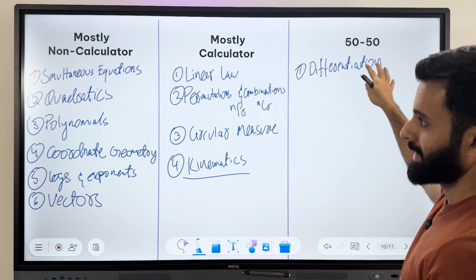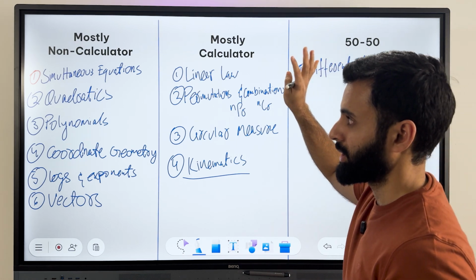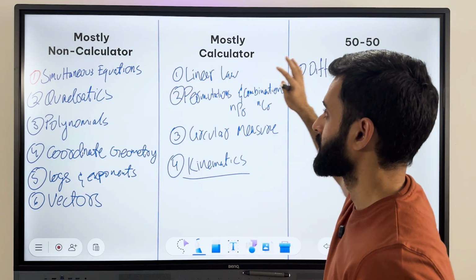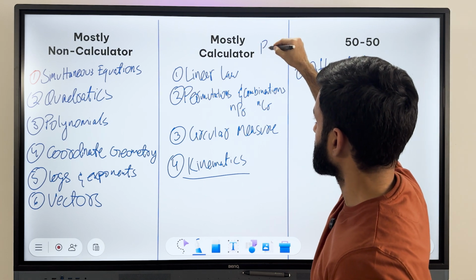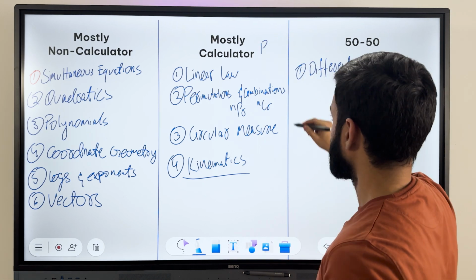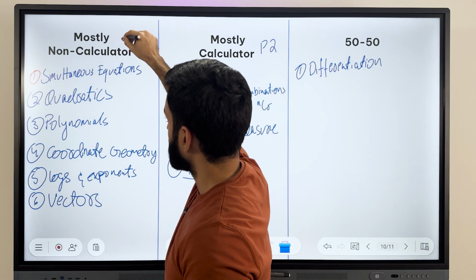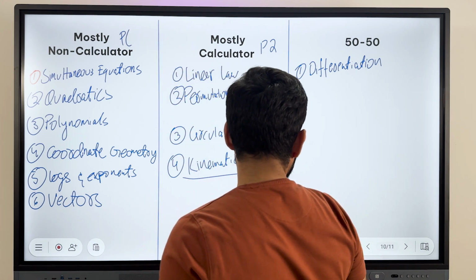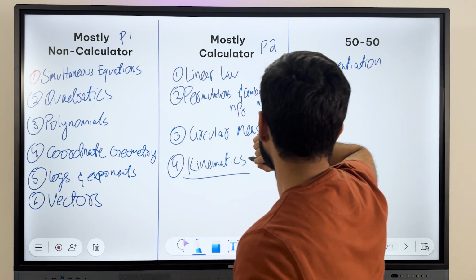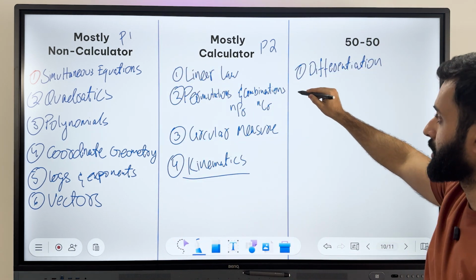So like I said, 50-50, some concepts can be in paper 1, some concepts can be in paper 2. Okay, so I should mention that mostly calculator topics are basically going to be paper 2 topics, mostly non-calculator are going to be paper 1 topics. So this can be either paper 1, paper 2.